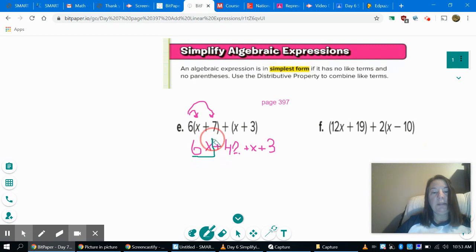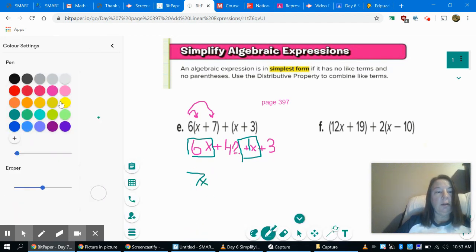I have 6x over here, and I have 1x here. Remember, there's that invisible coefficient of 1 that I combine. So 6x plus 1x gives me 7x. Then I have, let me get a different color. Let's do this pretty blue.